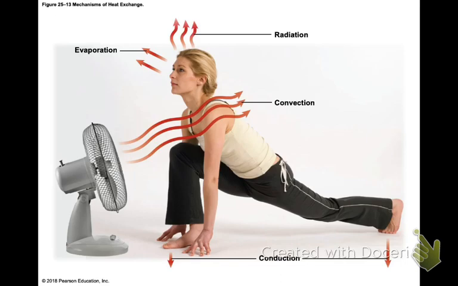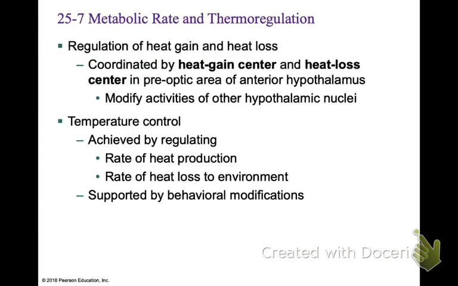Okay, so there are the different ways that you lose heat, and that is going to be controlled by the hypothalamus. So the hypothalamus is keeping track of your temperature. The hypothalamus is keeping track of almost all of your homeostatic mechanisms. And so you have two little centers. One's going to turn on, let's gain heat. The other one's going to turn it off, let's lose heat. And you already know the main ways that you control that. You sweat, you vasodilate if you're hot, you vasoconstrict if you're cold. Behavioral modifications, put on a sweater, turn up the thermostat.